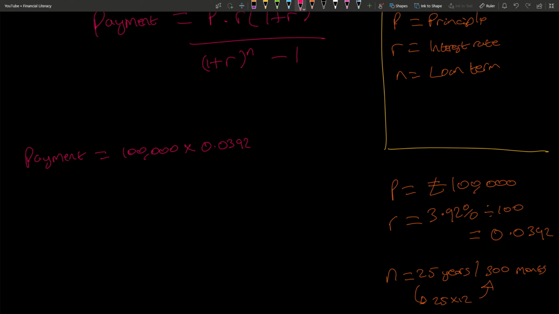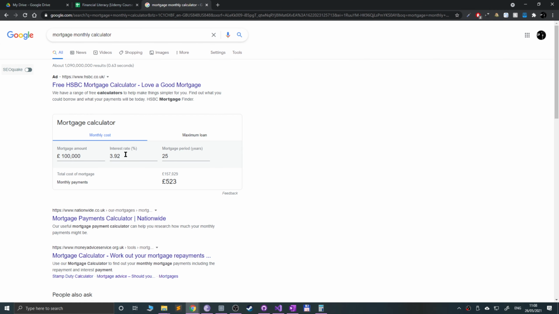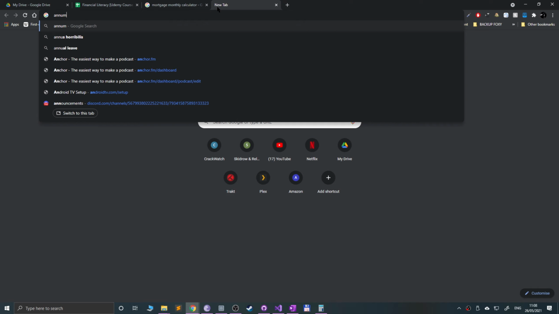0.0392, but this interest rate, if we go back, I'm sure you already know this, it doesn't actually state it here, but it is per year. That's your per annum interest rate. If you see per annum, it means per year. Actually, where does the word annum come from? Let's have a quick look.